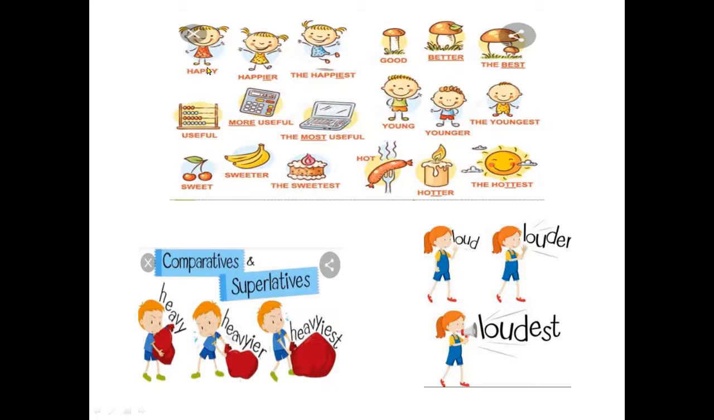We will read again. Listen carefully, children. Happy, happier, the happiest. Good, better, the best. Useful, more useful, the most useful. Yes, a laptop is more useful or most useful than the phone. Young, younger, the youngest. Young is also a describing word for small boys, kids. But here you can see the age of all the three boys is different. So how can we describe? Young, younger, the youngest.